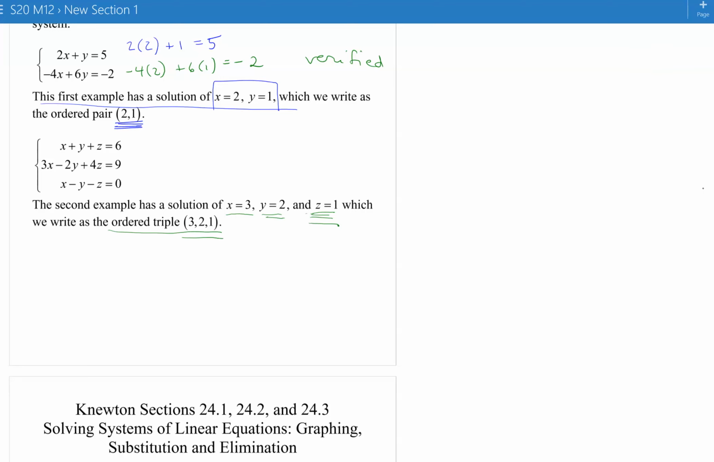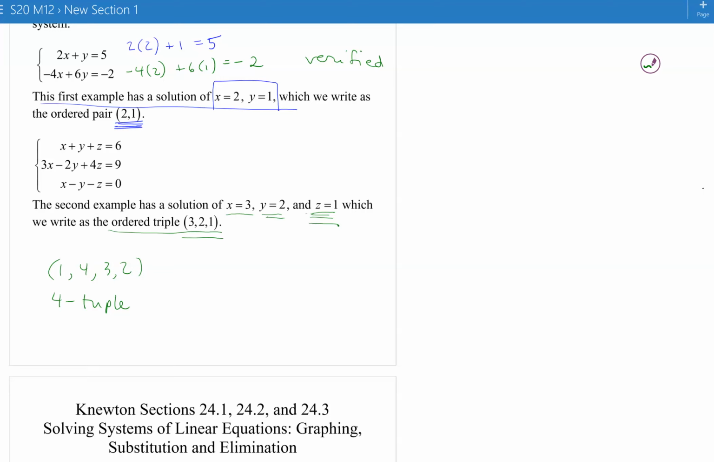So once you get past 3, there's not a fancy name for this. It's called a 4-tuple, and so on. So if you have n numbers in there, it's called an n-tuple.